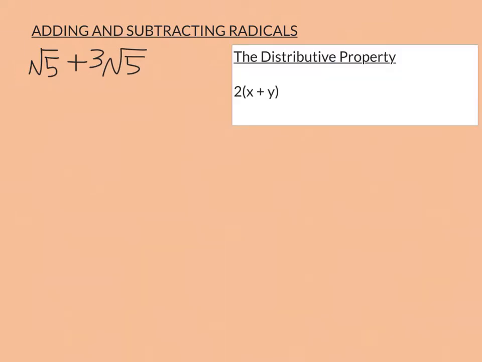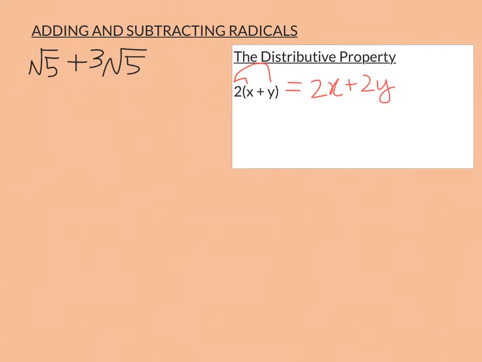Let's look at the product of 2 times the binomial x plus y. We know that x and y cannot be combined because they are unlike terms. So in order for us to simplify this expression, we will need to distribute 2 to x and distribute 2 to y. It's like a small rainbow and a big rainbow. And then from here, you get 2x plus 2y.